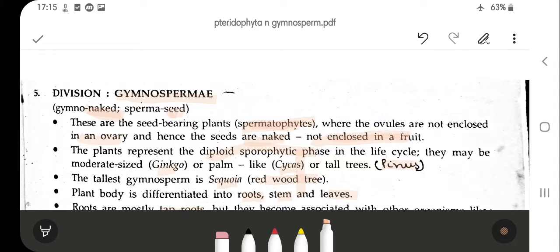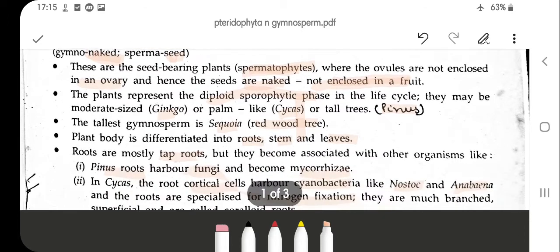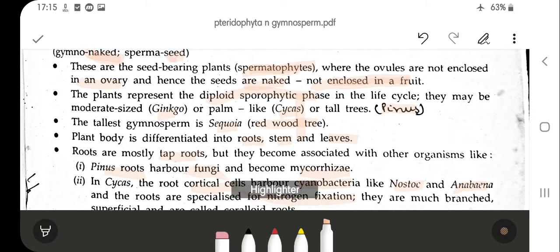The plant represents the diploid sporophytic phase in the life cycle, and they are of various heights. A few of them are of moderate height. An example is Ginkgo, palm-like is Cycas, and tall tree-like is Pinus. The tallest gymnosperm is Sequoia, the redwood tree.